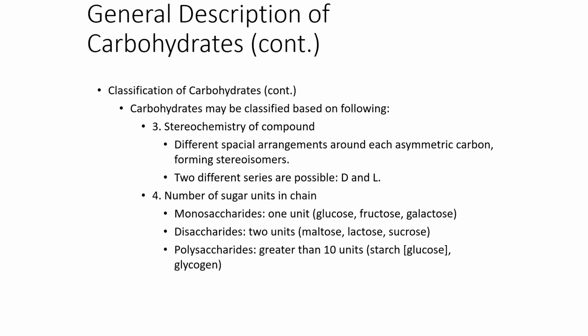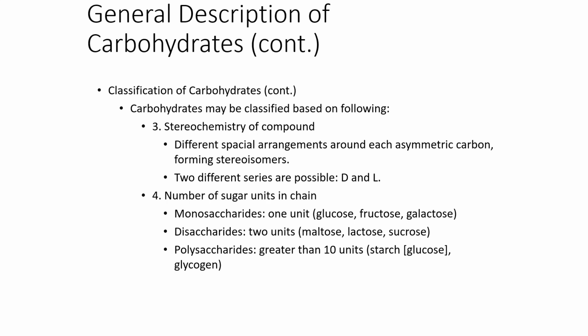We can also classify carbohydrates based on their stereochemistry, so different spatial arrangements around each asymmetric carbon forming stereoisomers. There's 2 possible stereoisomers, the D form and the L form. And then we can classify them based on the number of sugar units in the chain.